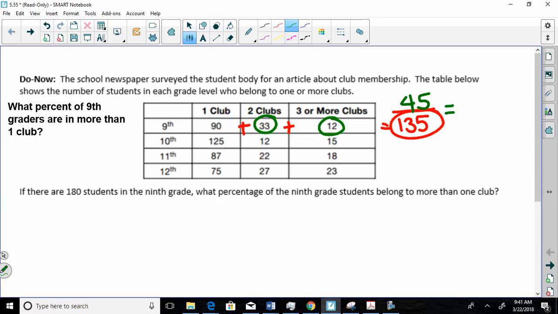How do I find that as a decimal? How do I do that? What do I put in my calculator, Mesa? What do I put in my calculator first? 45, right? And then divided by 135. So we always do the top one first. And what do you end up getting, Mesa?